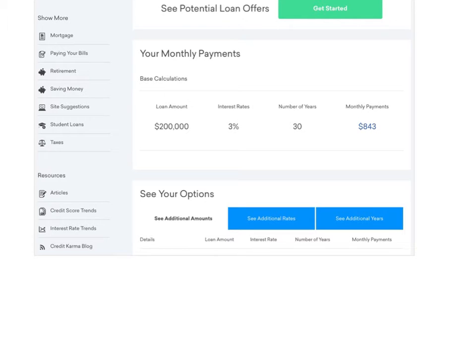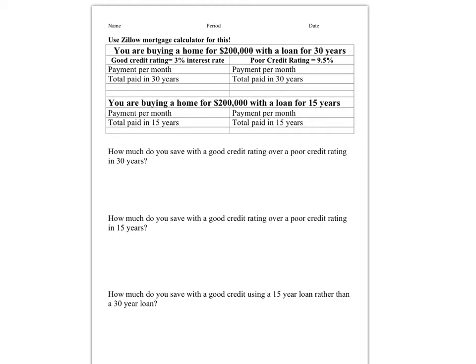So what we would do, hello, your assignment today is to calculate what your mortgage payment would be for this home. You're buying a home for $200,000, and your first loan is going to be for 30 years. Your interest rate is 3%, with your poor credit rating being 9.5%. The second example is you're buying the same $200,000 home, but you want to try for 15 years. You're still going to use the 3% on the left for a good credit rating and 9.5% on the right side for a poor credit rating.